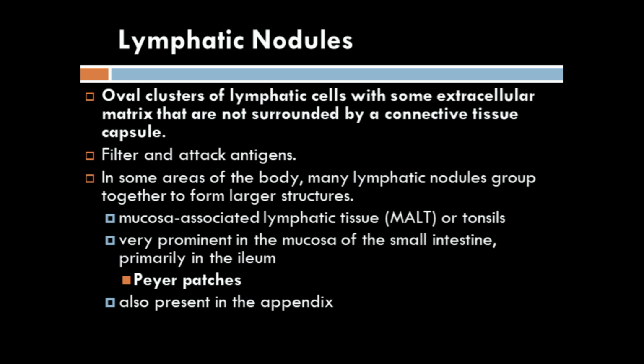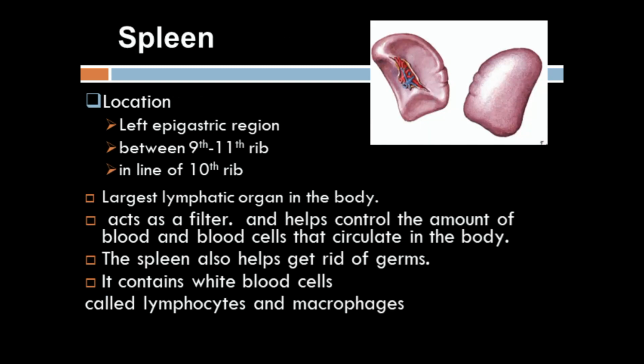Another example of lymphatic nodules is MALT and the Peyer's patches, right, that is spelled P-E-Y-E-R, Peyer's patches. MALT means mucosa associated lymphatic tissue, which is present in the tonsil region, so it is also known as tonsils, right. And then Peyer's patch is present in the appendix region.